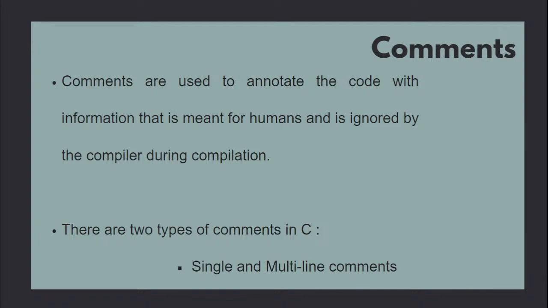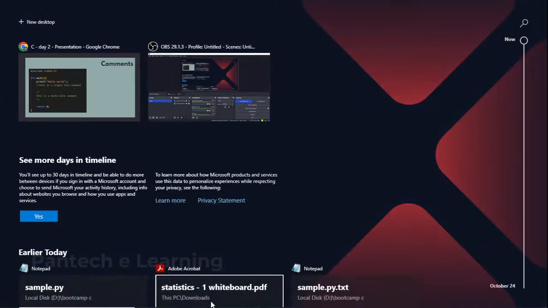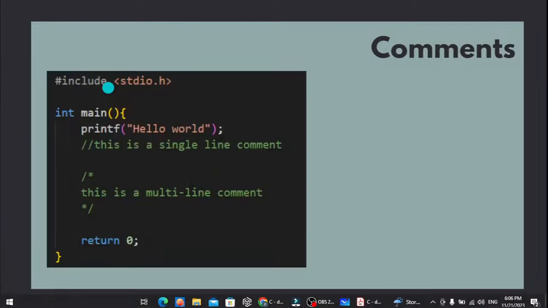In C we have two types of comments. One is called a single line comment, another one is multi-line comments. If you want to mention a single line comment, you have to use the double forward slash. The double forward slash will help you create a comment. So I have entered it. This is a single line comment. Let me add a comment. See here. Let me open our VS Code.